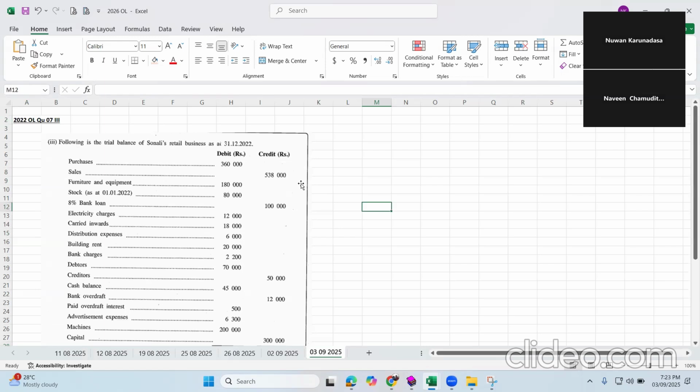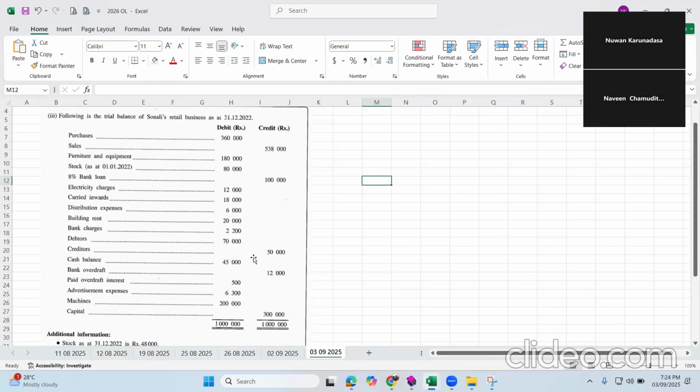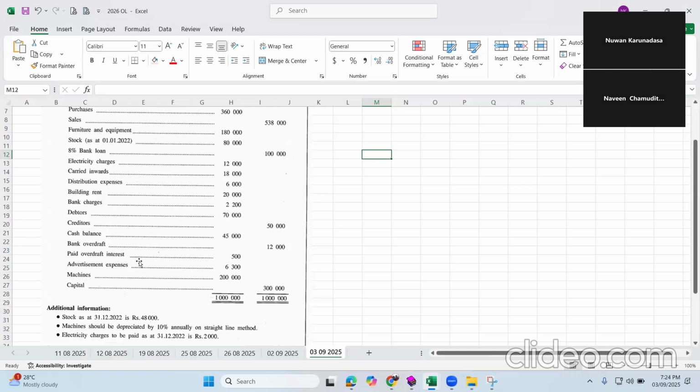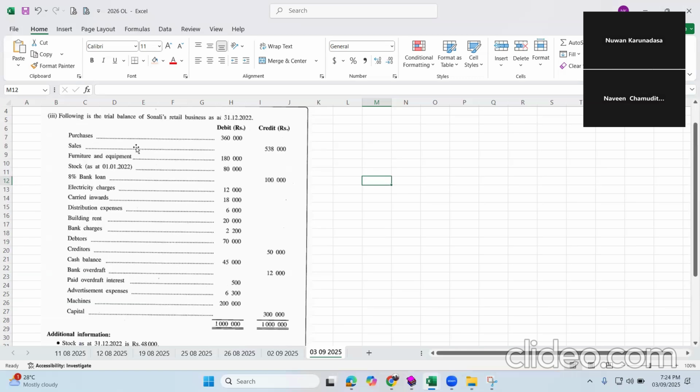So again, they have given a trial balance prepared as at 31st December 2022. On the debit side, we know that we have assets and expenses. On the credit side, we have the other three. Purchases, sales, furniture and equipment. Here you might have to calculate the furniture and equipment depreciation for the year. Then the stock, 8% bank loan, electricity charges, carriage inward, depreciation, distribution expense, building rent, bank charges, then the debtors, creditors, cash balance, bank overdraft. Paid overdraft interest. So let's see what these items are.